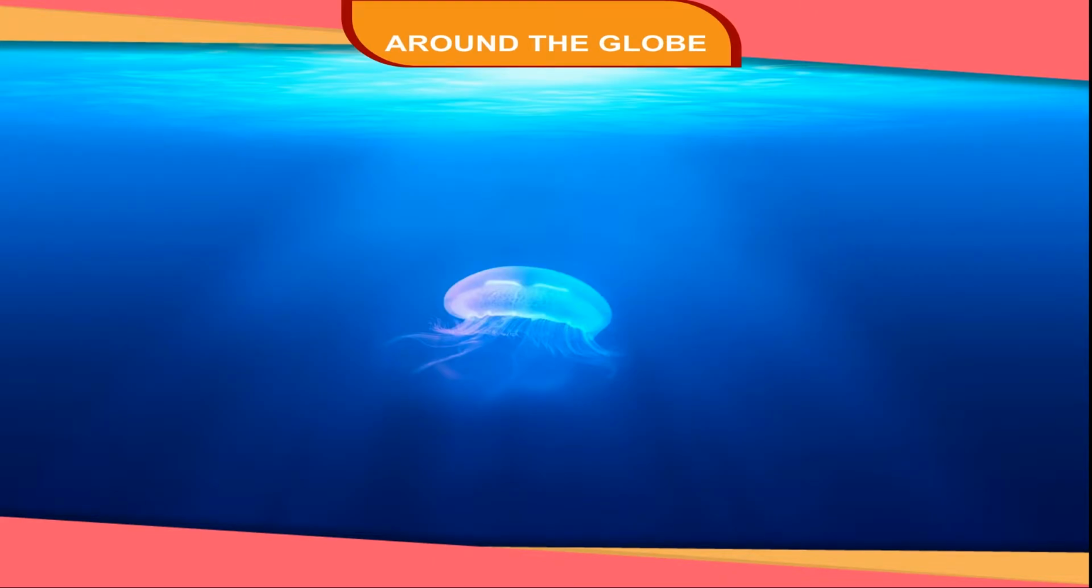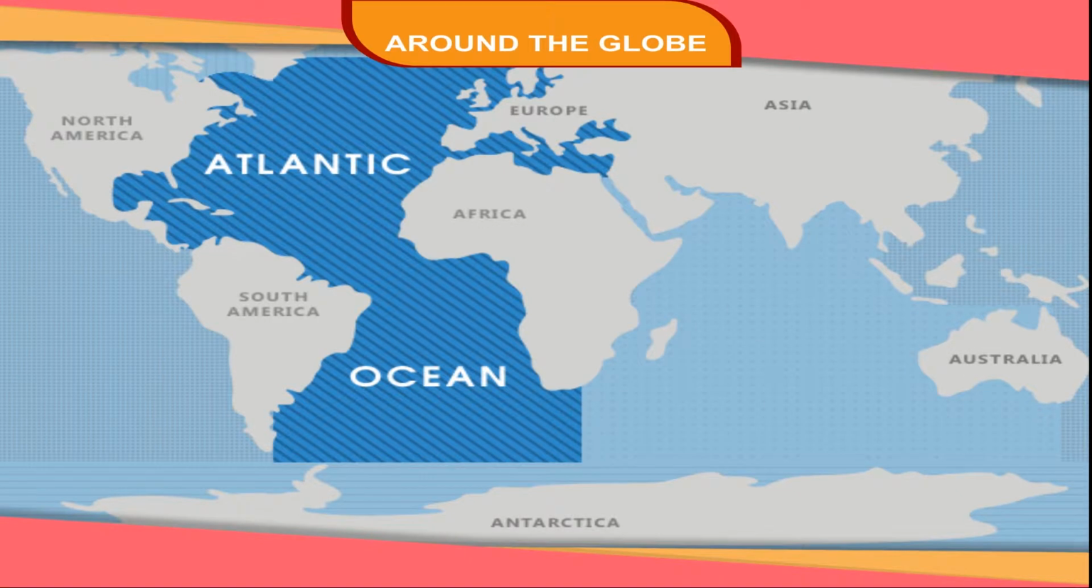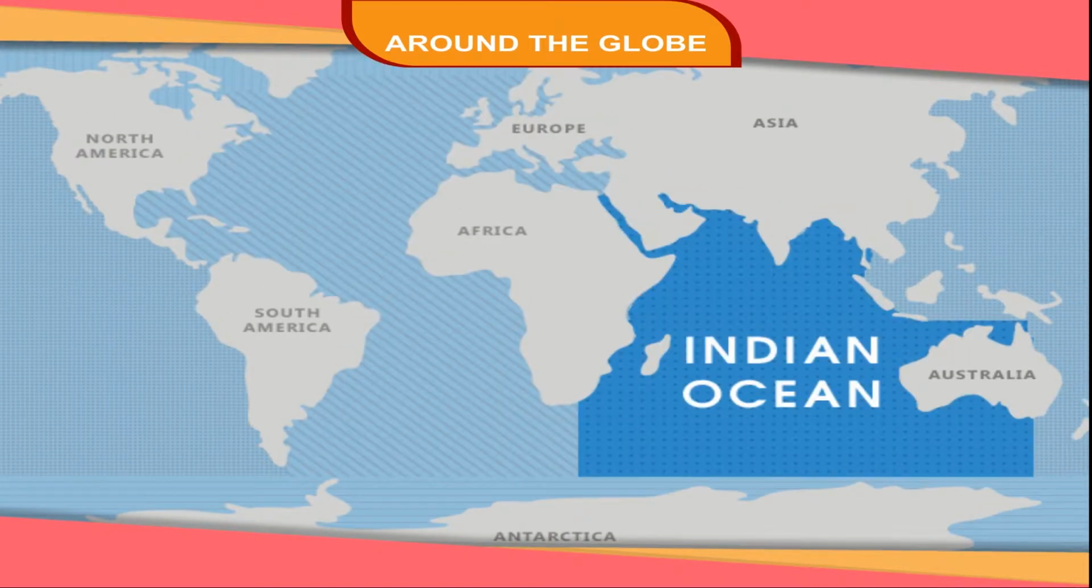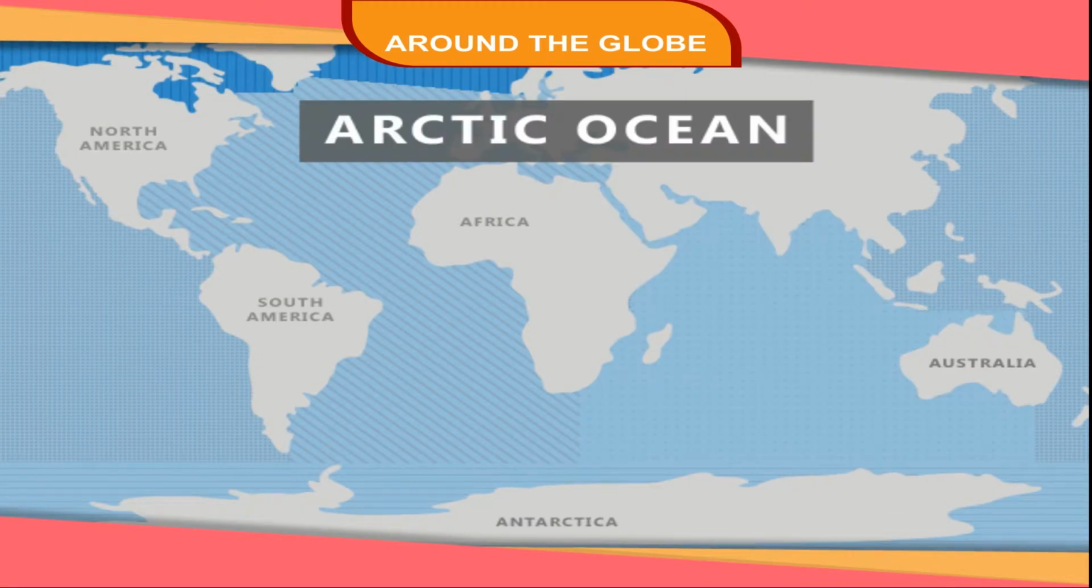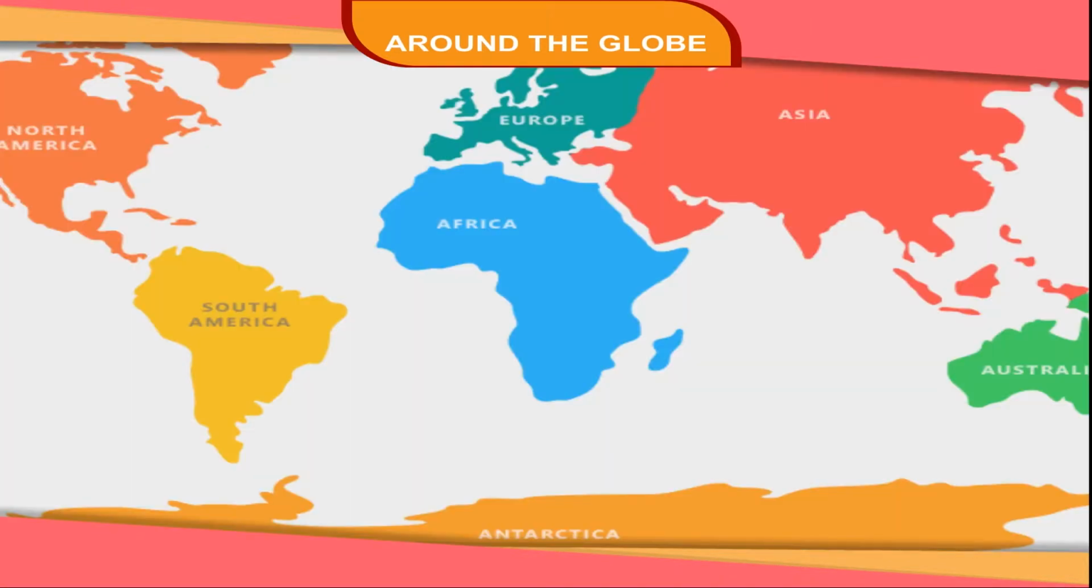The large water bodies of the earth are called oceans. There are 5 oceans in all. 1. The Pacific Ocean. 2. The Atlantic Ocean. 3. The Indian Ocean. 4. The Arctic Ocean. 5. The Southern Ocean.